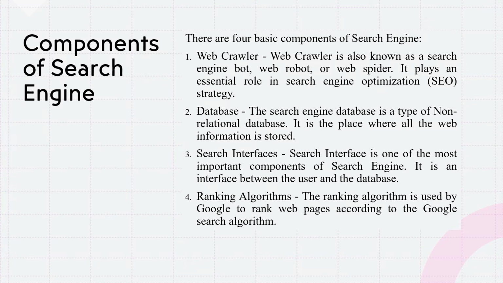The fourth component is ranking algorithms. The ranking algorithm is used by Google to rank web pages according to the Google search algorithm. It contains location and frequency, and also contains link analysis and click-through measurement.